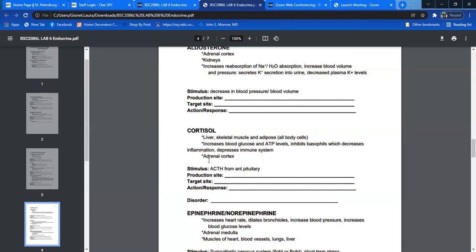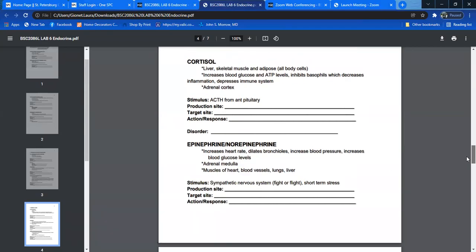The action response, we just said that, I beg your pardon. The disorder associated with it is, I believe it's just, let me come back to that for a second. It's hypersecretion. I just want to finish epinephrine and norepinephrine first, and then I'm going to come back to that because it'll help you tie that together.